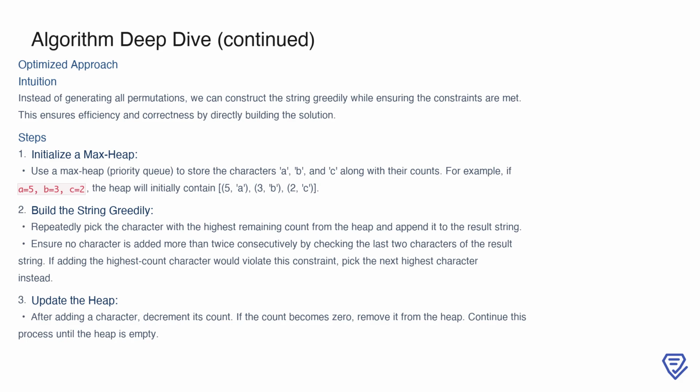A more efficient solution involves using a greedy algorithm to construct the string directly. This avoids the need to generate all permutations, focusing instead on building the result step by step while adhering to the constraints. The key idea is to always select the character with the highest remaining count, as this maximizes the chances of creating a longer string. To implement this, we use a max heap, which allows us to efficiently retrieve the character with the highest count.